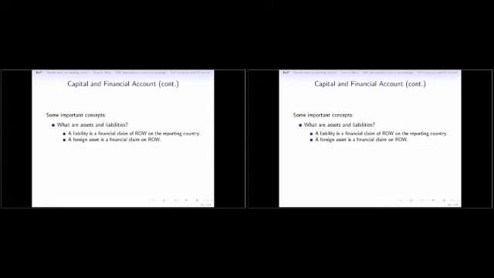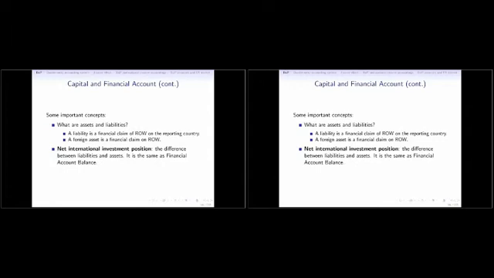And like I said, you can do a few calculations within the capital and financial account. And this is probably an important one: the net international investment position. At the end of the day, it is simply the balance on the financial account. So if you add up all the debits and credits within the financial account, you end up with a number, and that number is called the net international investment position.